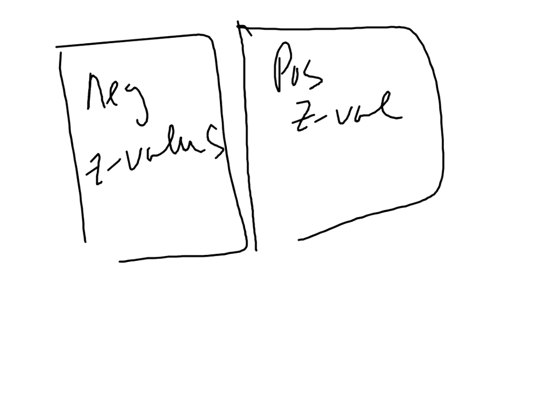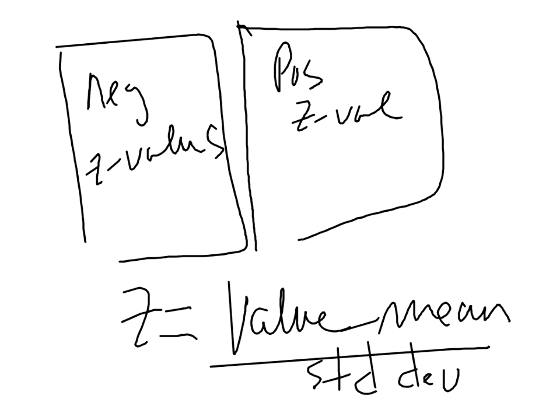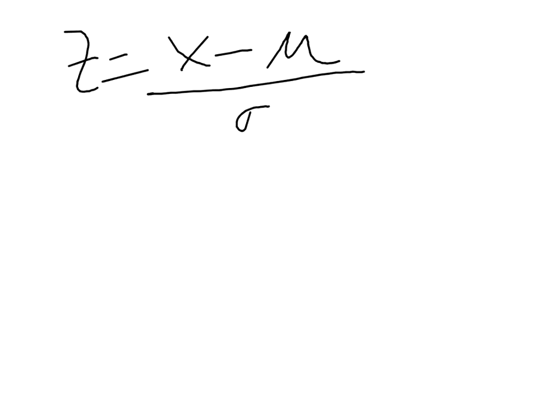And you may recall that in order for us to find a z-value, we've done this before, you did it a couple of times on the first test and lots of homework problems. We take our value, subtract the mean, and we divide by the standard deviation. Or in symbols, our z-value equals x minus the mean divided by the standard deviation.